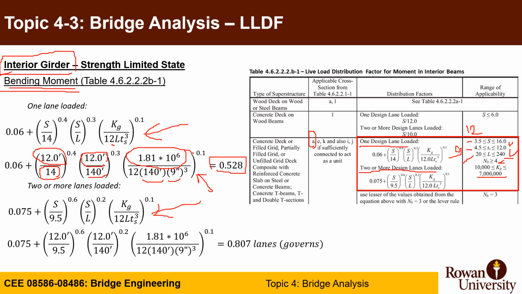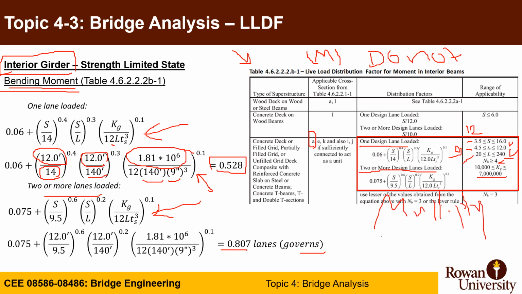If you repeat it again for two or more lanes, you got 0.807, which governs. Make sure in this table they already counted for M, which is the multiple presence factor. So do not multiply times M. Okay, do not.